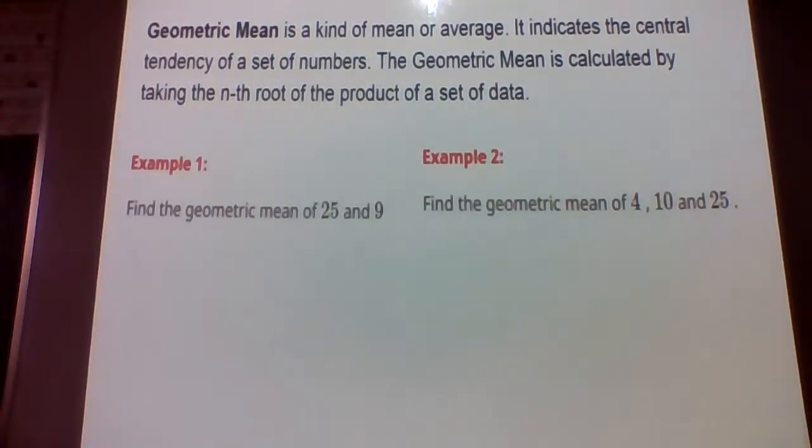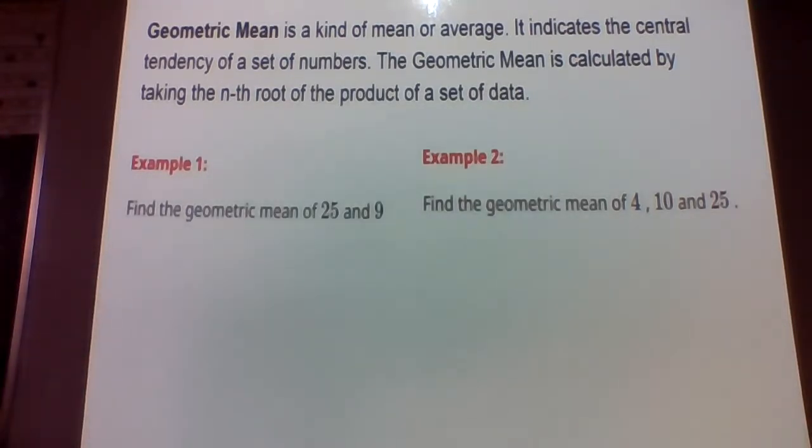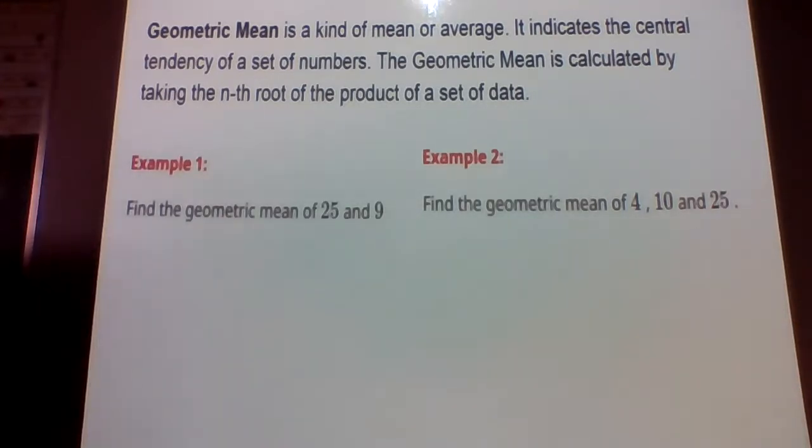And these are the notes on geometric mean. Okay, so geometric mean is an average. Like mean, median, and mode. Mean, median, and mode are types of averages. It's going to indicate the central tendency of a set of numbers.